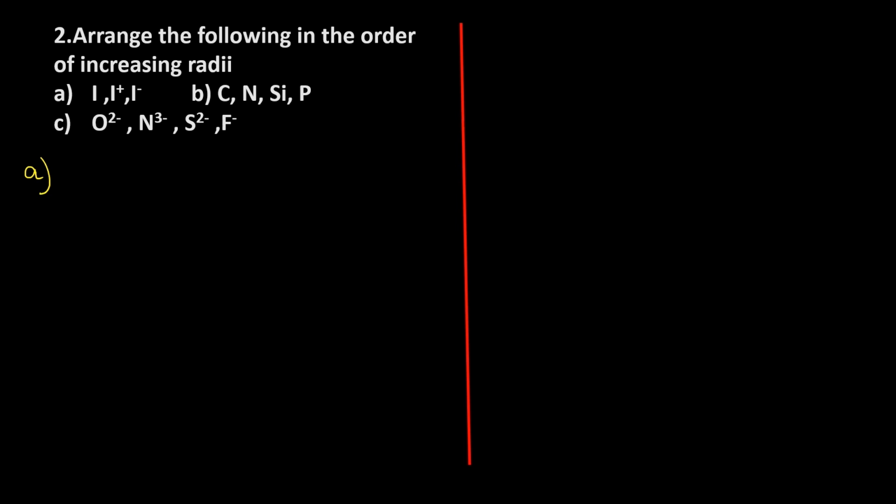Iodine cation will be smaller than the iodine atom because the cation has 1 electron less than its parent atom. So the nuclear electron attraction will overweigh the electron-electron repulsion. Whereas in iodine anion, it has 1 electron more. Therefore, the electron-electron repulsion will overweigh the nuclear electron attraction. So the anion of iodine will be the largest and iodine cation will be the smallest.